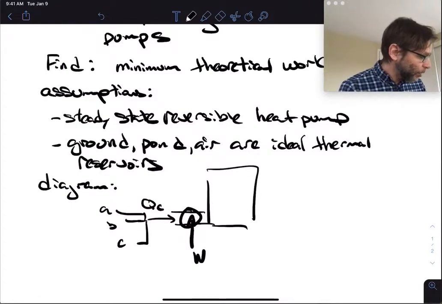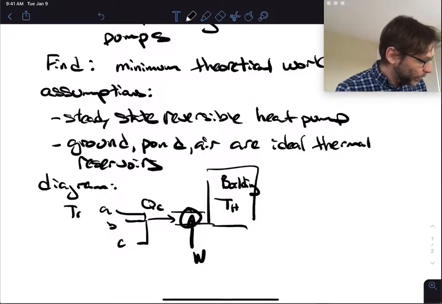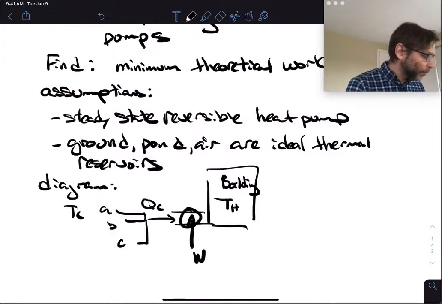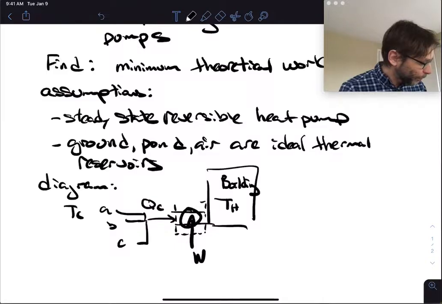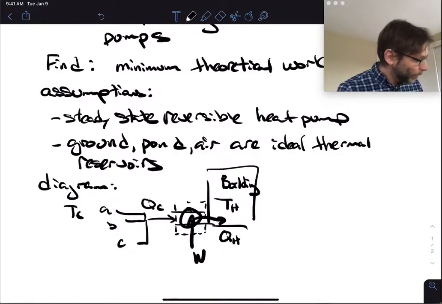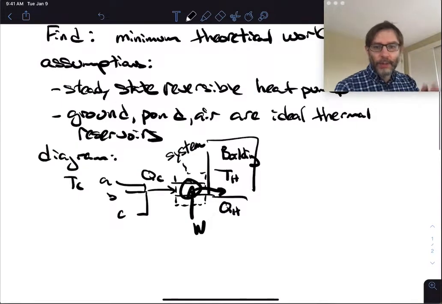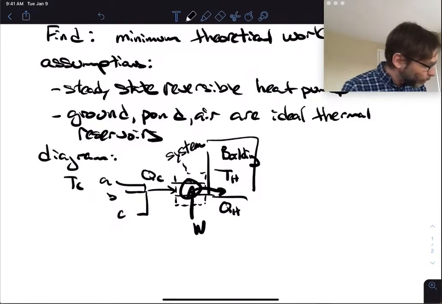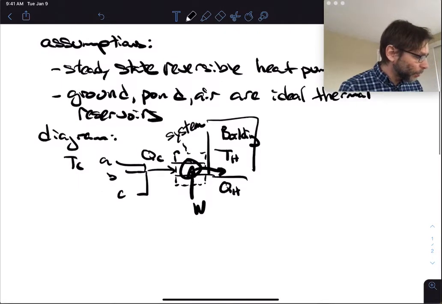And so this is TH, this is the building, and it's at TH, right? And this is TC, whatever thermal reservoir this is over here, right? So this is our diagram, and this is our thermodynamic system. And this is QH. Okay? This is our system. Always good to label your system, put the dotted line around it, no matter whether you're doing one of these kind of simple analyses or what.